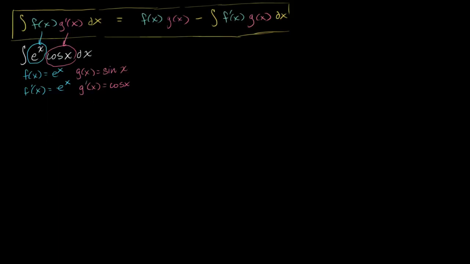So now let's apply integration by parts. This thing is going to be equal to f of x times g of x, which is e to the x times sine of x, minus the antiderivative of f prime of x, which is e to the x, times g of x, which is once again sine of x, dx. Now, it doesn't look like we've made a lot of progress.